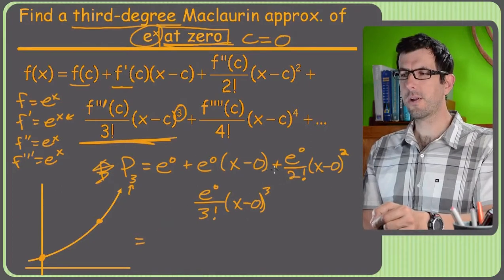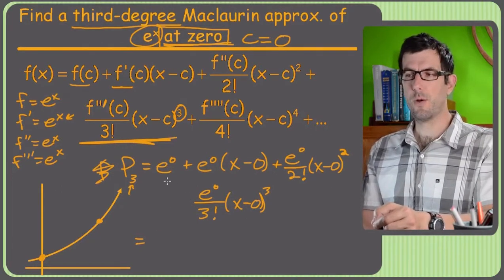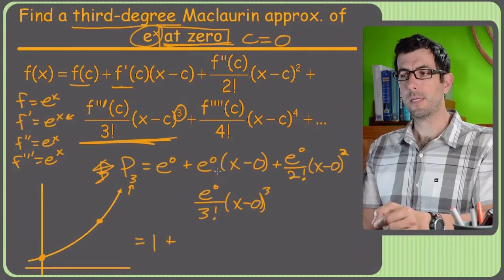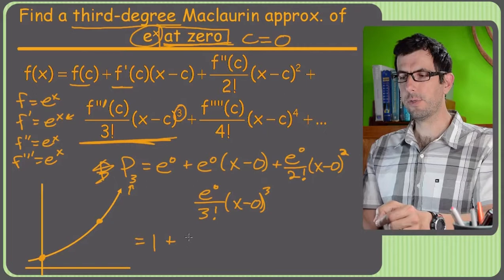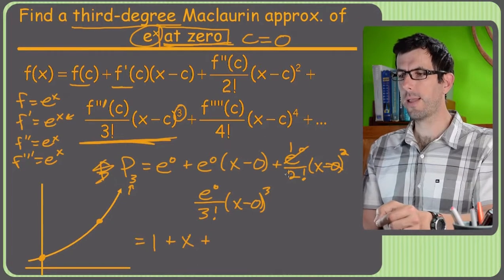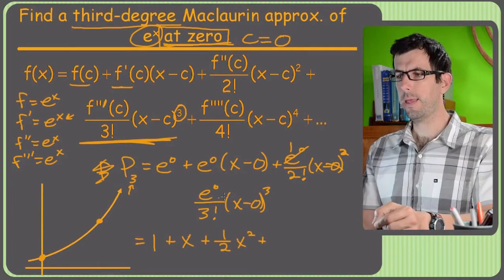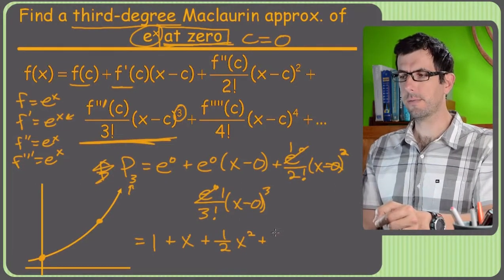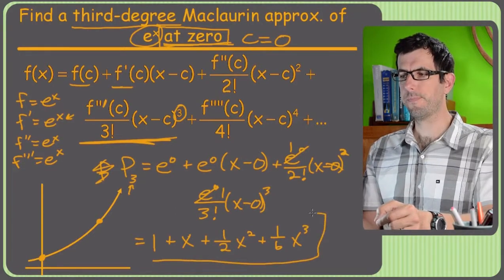All right, so that looks kind of gnarly, except check this out. e to the 0 is just 1. So I've got 1 plus e to the 0 is 1, x minus 0 is that, so we just have x, plus, again, that's 1, so we get x squared out of that one, so we have 1 half x squared. And then from this term, e to the 0 is 1, so we've got an x cubed divided by 3 factorial, which is 6. All right, so there you go.